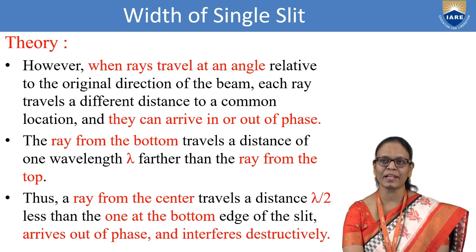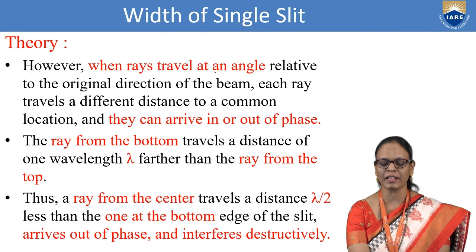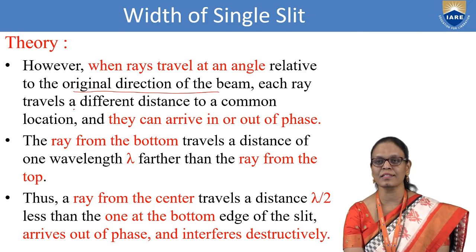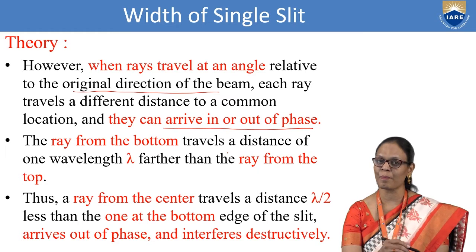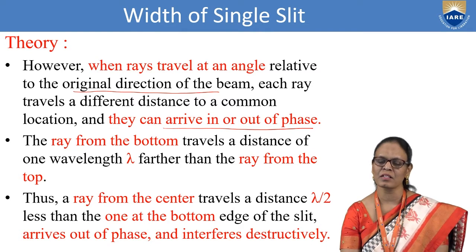But what about the rays that are traveling at an angle? They travel at an angle relative to the original direction. Each ray travels a different distance and reaches a common point. They arrive in phase or out of phase. Depending upon the angle they are bending, they may arrive in phase or out of phase depending on the length of the path that they are traveling.